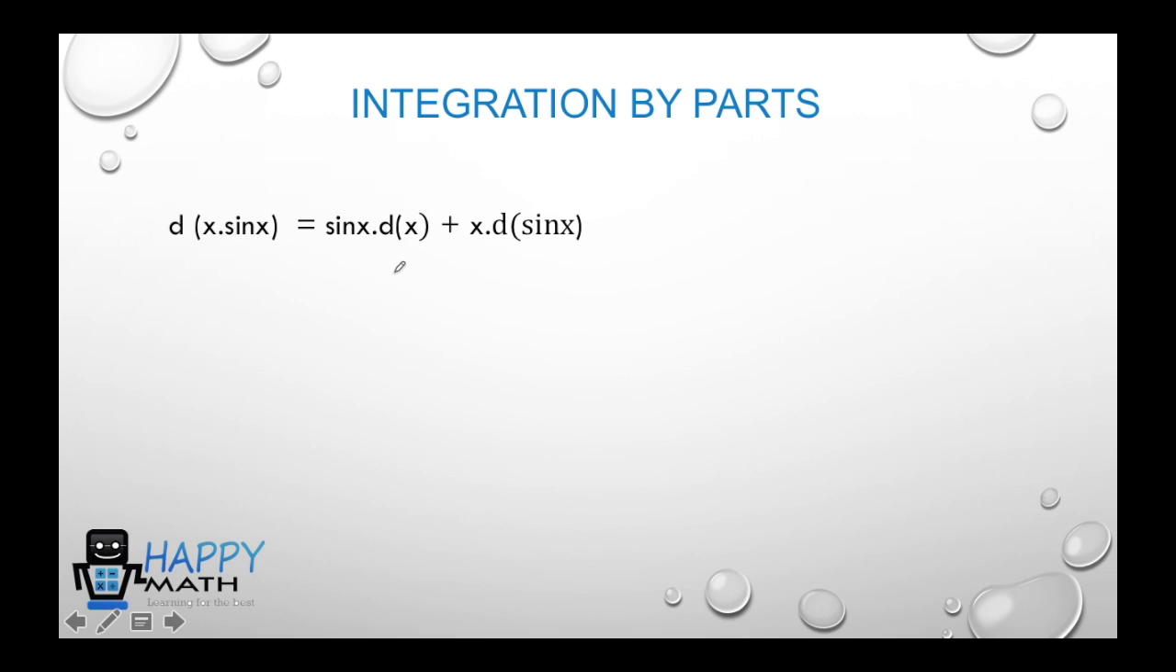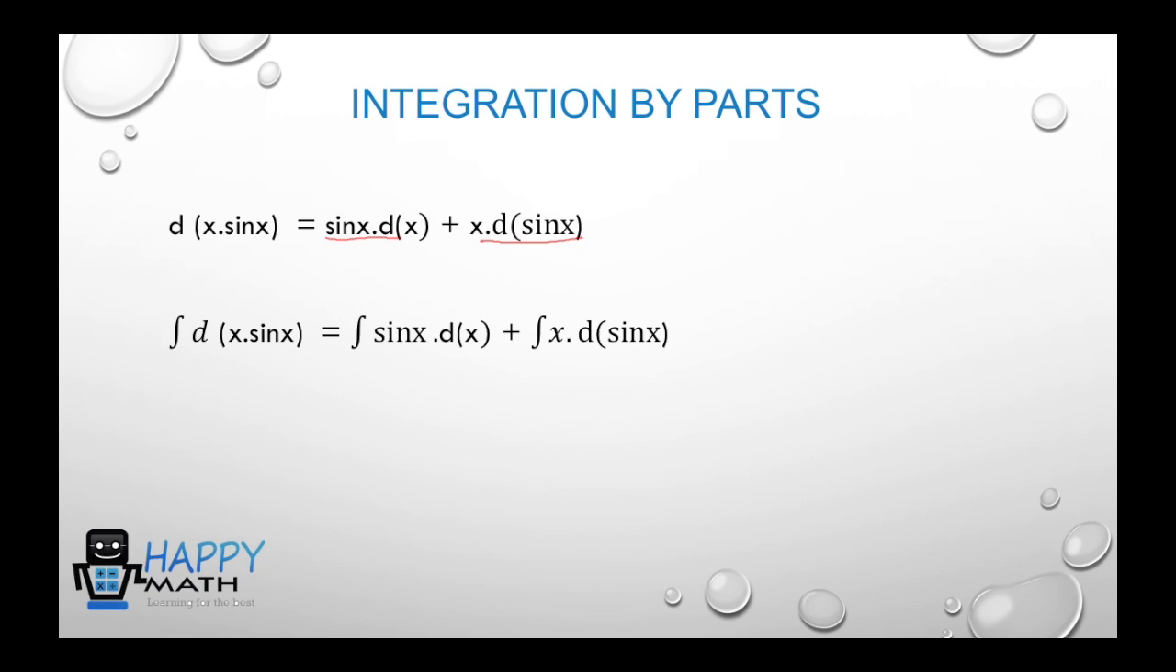Then we continue with differentiating the sin x function. So the second term is x times d sin x. We call this the chain rule, as you know. From this, you take the differential. So when you take the integration, you use the inverse technique of the derivation. So the integration of d(x sin x) is equal to the integral of sin x times dx plus the integral of x times d sin x.